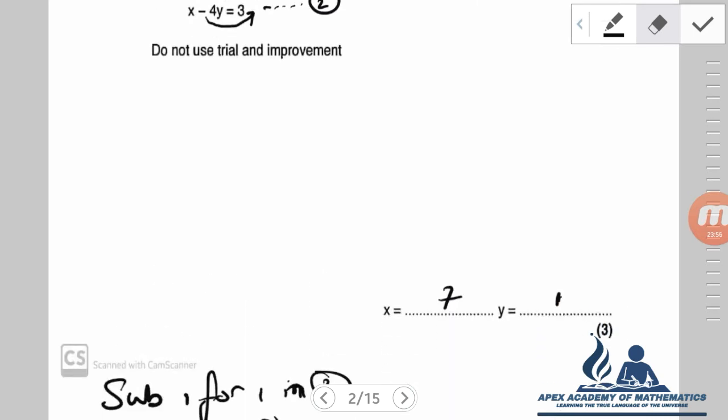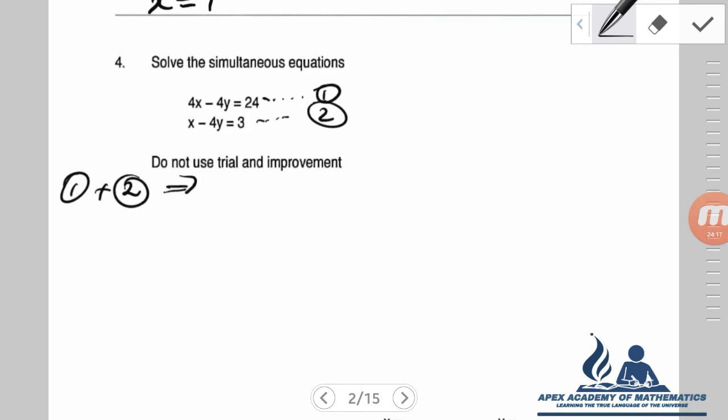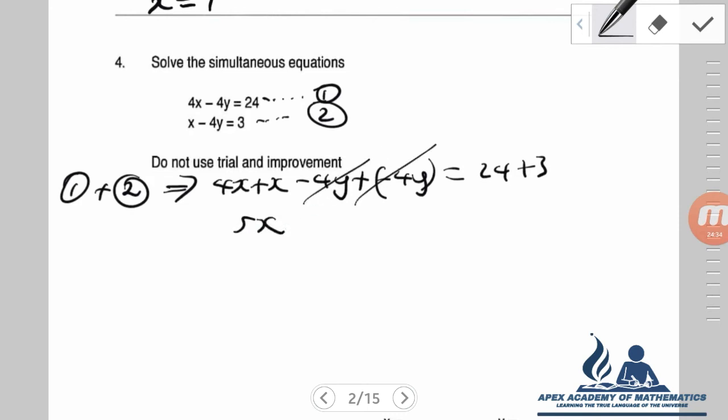So that's equation 1 and equation 2. They are already the same, the coefficients of the y, so I'm just going to add equation 1 to equation 2. So equation 1 plus equation 2, that implies that we're going to have 4x plus x minus 4y plus negative 4y, and that's going to be equal to 24 plus 3. Okay, so this is 5x here, and we're going to cancel these out because they are the additive inverse identity of each other. All right, that's the result, and 24 plus 3 is 27. All right, so let's see here.